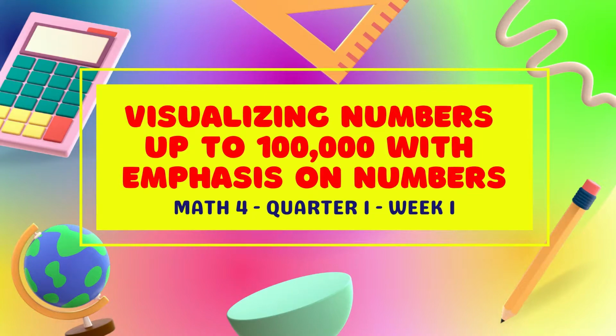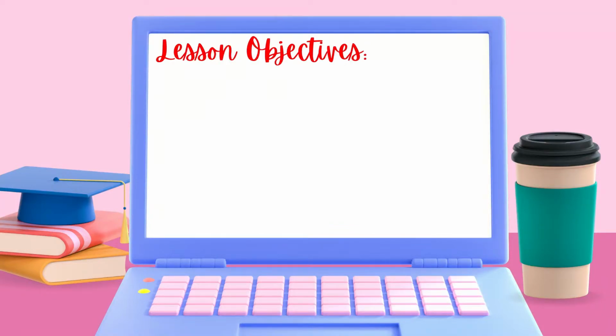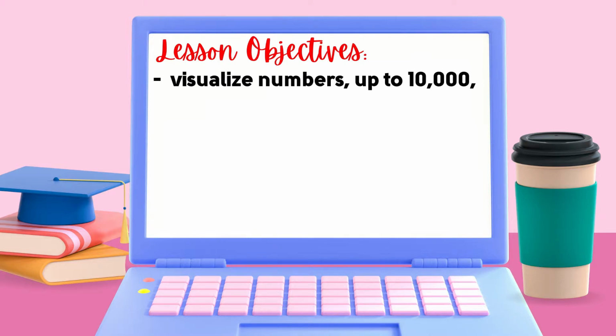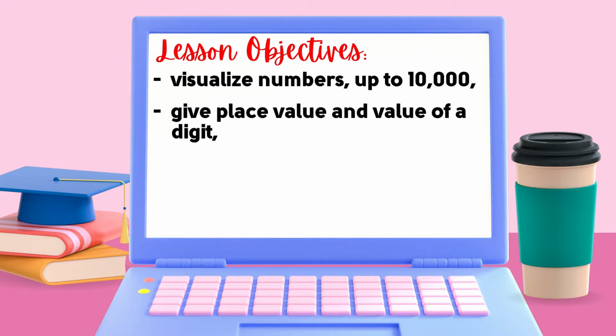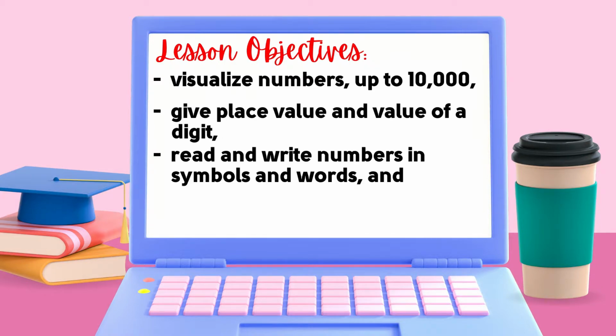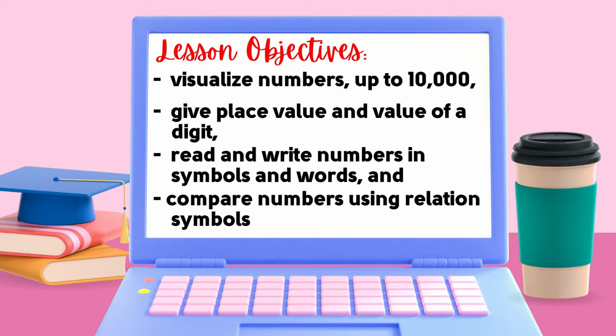Today, you are going to learn visualizing numbers up to 100,000 with emphasis on numbers 10,001 to 100,000. Math 4, Quarter 1, Week 1. After going through this lesson, you are expected to visualize numbers up to 10,000, give place value and value of a digit, read and write numbers in symbols and words, and compare numbers using relation symbols.